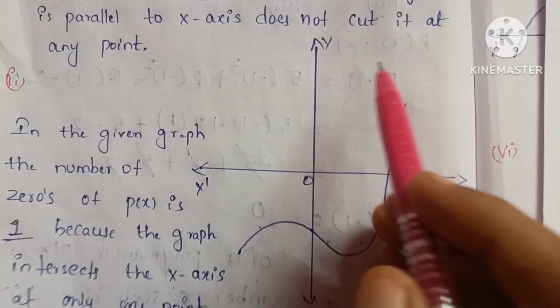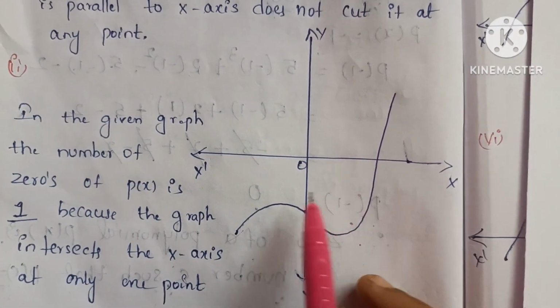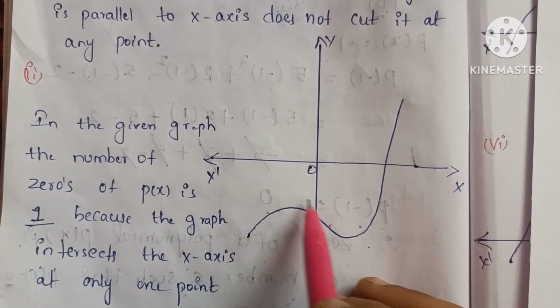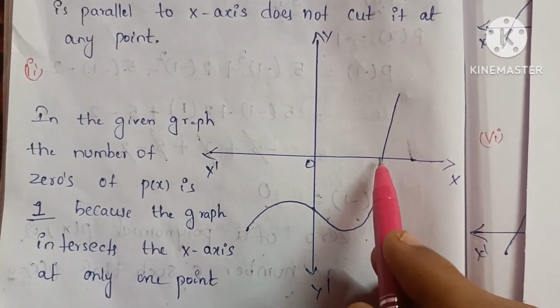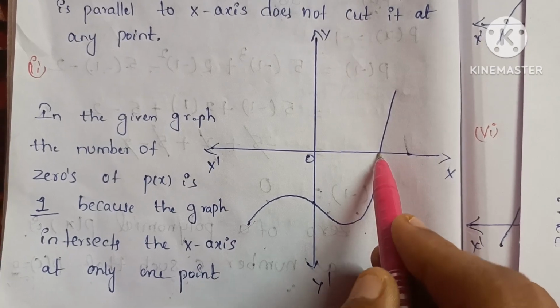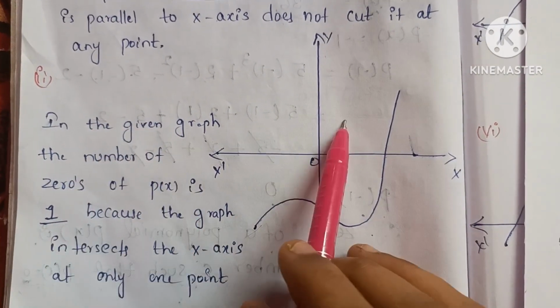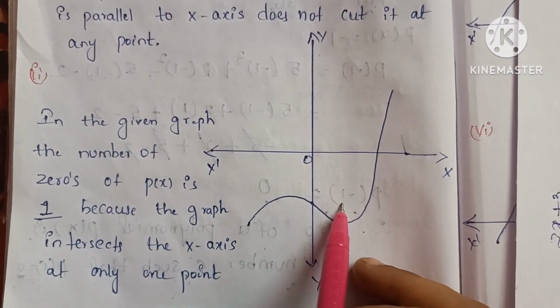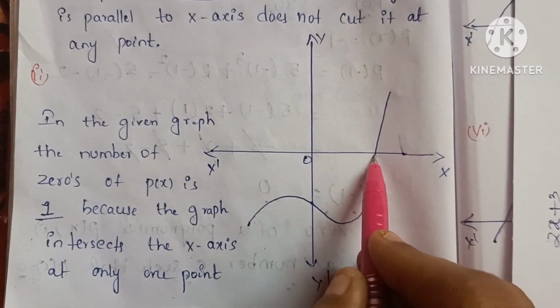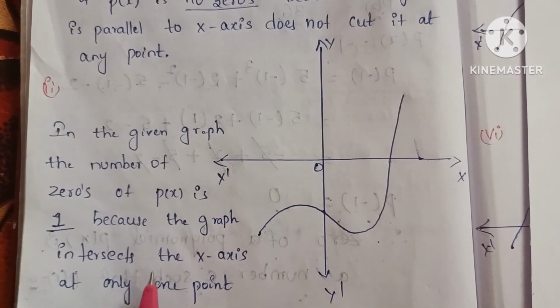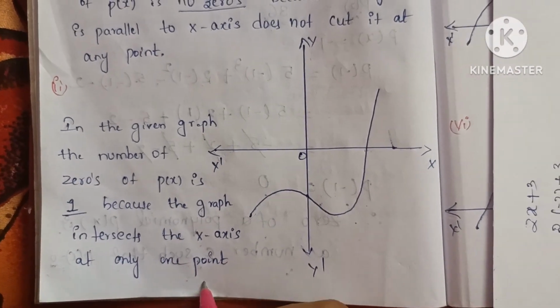Next, in this graph, with the x-axis and y-axis, how many intersection points are there? Only one intersection. So in this graph, the total number of zeros of p of x is only 1, because the graph intersects the x-axis at only one point.